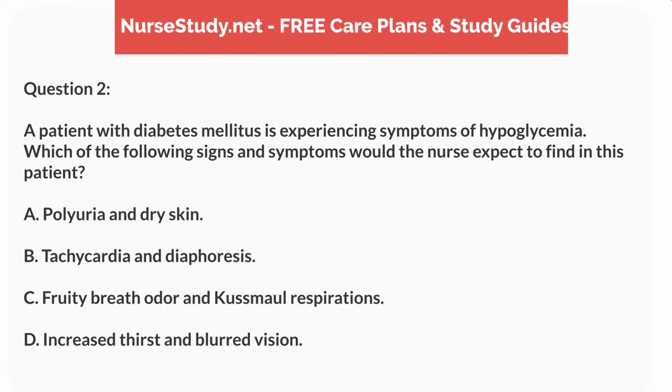Question 2. A patient with diabetes mellitus is experiencing symptoms of hypoglycemia. Which of the following signs and symptoms would the nurse expect to find in this patient? A. Polyuria and dry skin. B. Tachycardia and diaphoresis. C. Fruity breath odor and Kussmaul respirations. D. Increased thirst and blurred vision.